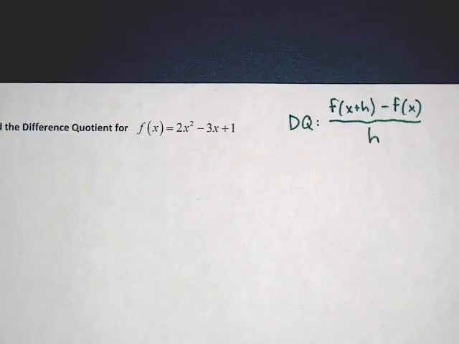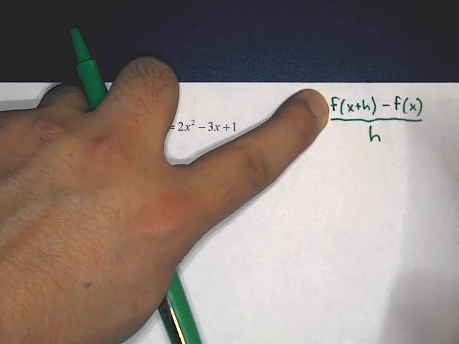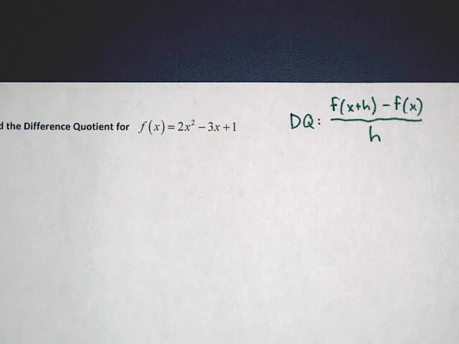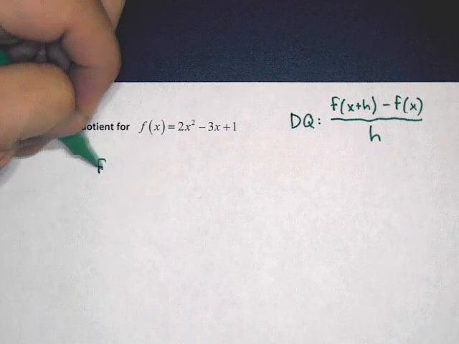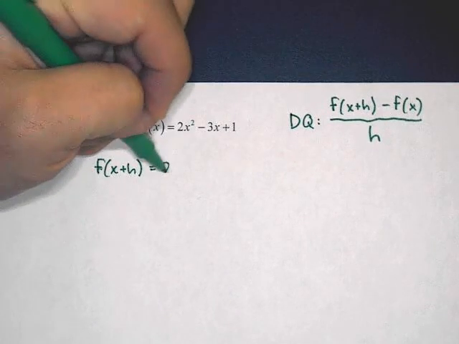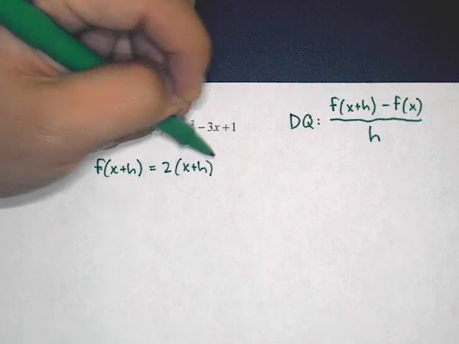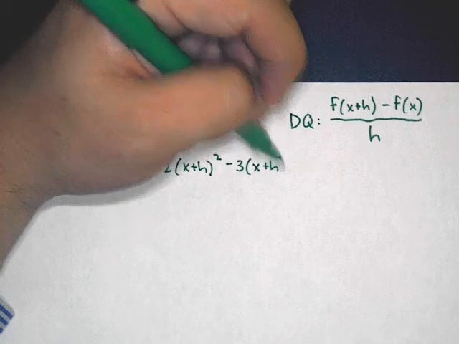Alright, that's what we're looking for. So again, remember, first step, worry about the difficult part, the f of x plus h. So, let's see here. F of x plus h, so I'll have 2 times (x plus h) squared minus 3 times the quantity x plus h plus 1.